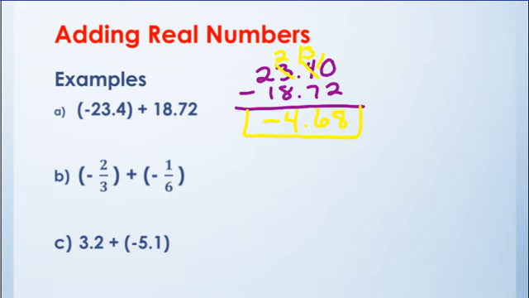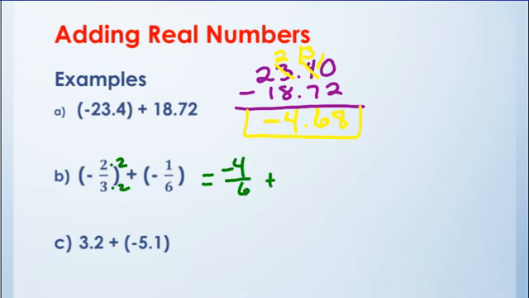Next one's dealing with fractions. Remember, you can't add or subtract fractions until you have common denominators. The common denominator of 3 and 6 is 6, so I need to rewrite this. To get 3 to be 6, I need to multiply by 2. Whatever I do in the denominator, I must also do in the numerator. So a negative 2/3 is the same as a negative 4/6.